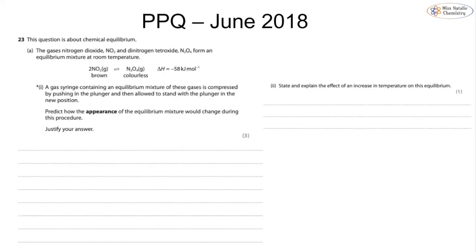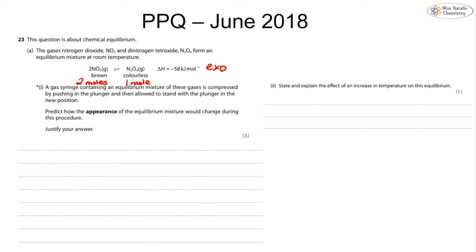We'll also look at the June 2018 paper. This is an example of a written question on chemical equilibrium. So the gases nitrogen dioxide, or NO2, and dinitrogen tetroxide, N2O4, form an equilibrium at room temperature. So we have 2 moles of reactants and 1 mole of products, and our forward reaction is exothermic.